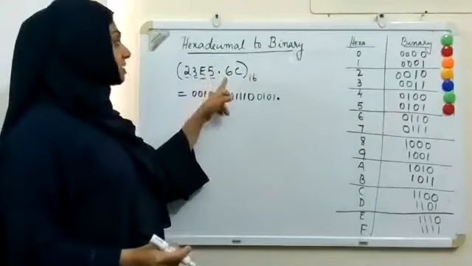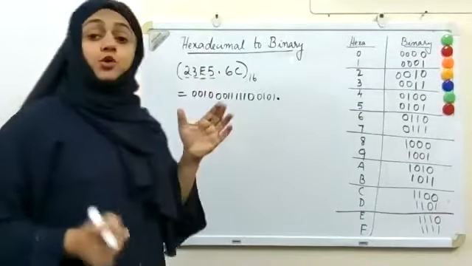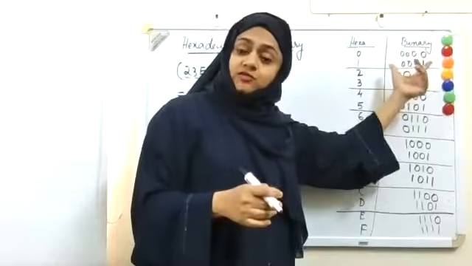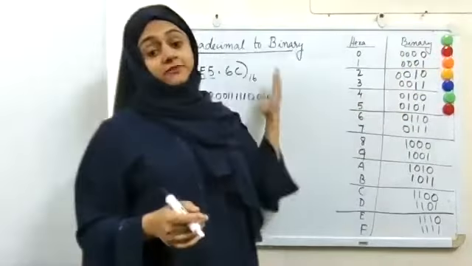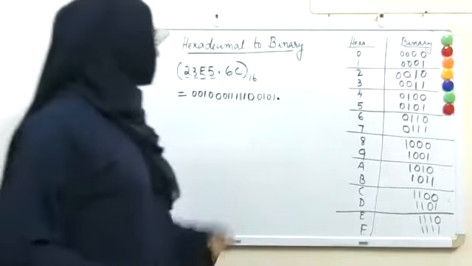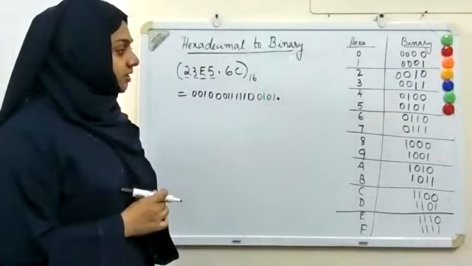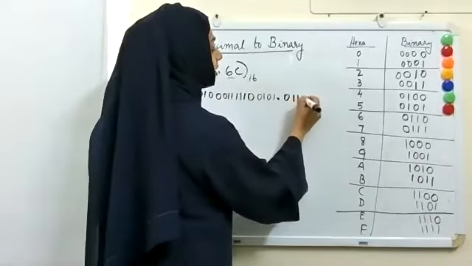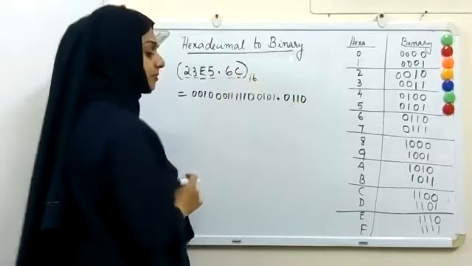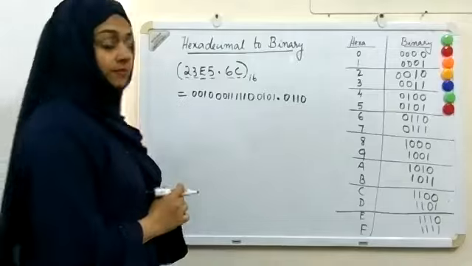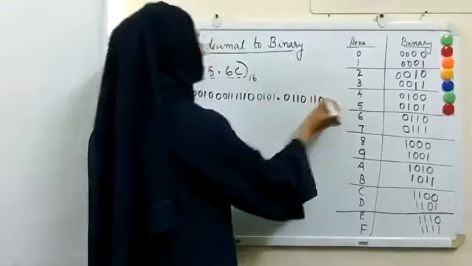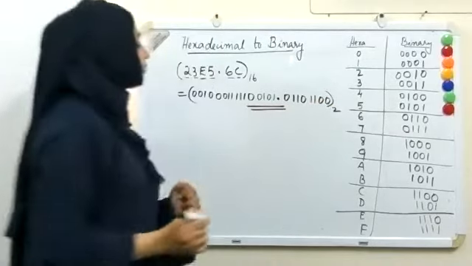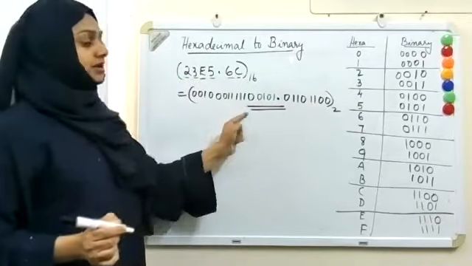Point. Now 6. Note that for hexadecimal, you have to take 4 places. Even if you don't have 4 places, you make it 4 by adding zeros in the beginning. Now for 6, what is the value? 0, 1, 1, 0. And for C, 1, 1, 0, 0. To the base 2.